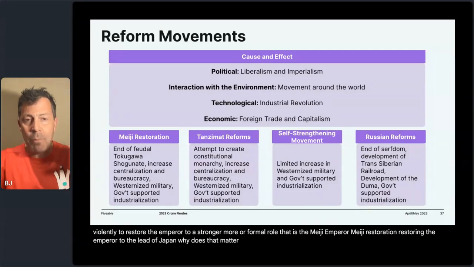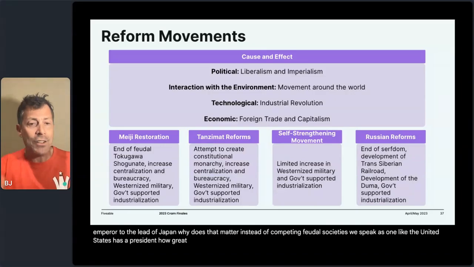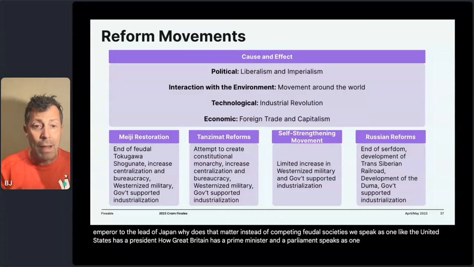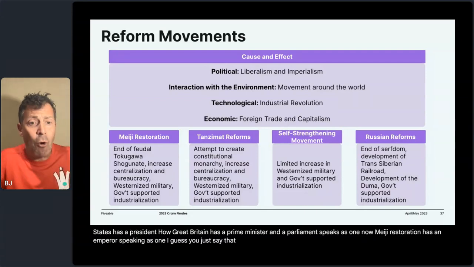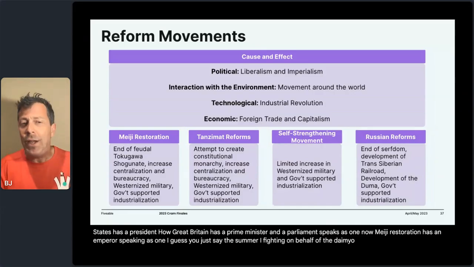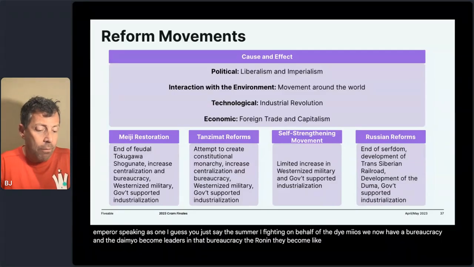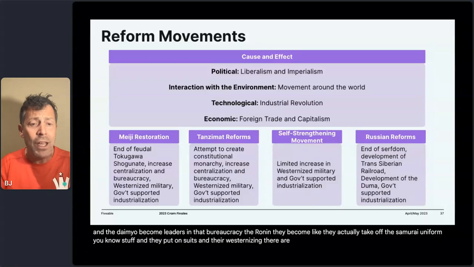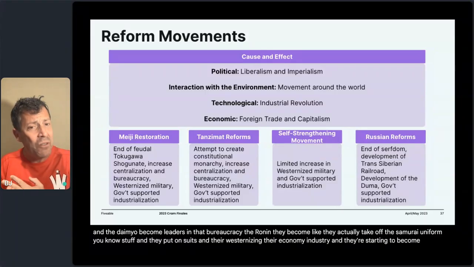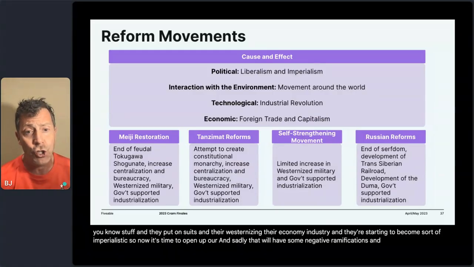Why does that matter? Instead of competing feudal societies, Japan speaks as one, like the United States has a president, and Great Britain has a prime minister and a parliament. Now the Meiji Restoration has an emperor speaking as one. And instead of the samurai fighting on behalf of the daimyo, we now have a bureaucracy, and the daimyo become leaders in that bureaucracy. The ronin take off the samurai uniform and put on suits. They're westernizing their economy and industry, and they're starting to become imperialistic. So now it's time to open up our country for the benefit of Japan. And sadly, that will have some negative ramifications in World War II.